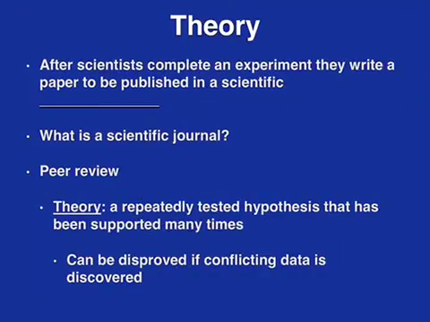So after scientists complete an experiment, odds are they're going to write a paper to be published in a scientific journal. And so a scientific journal is some sort of magazine, whether it is online or an actually printed copy. And this magazine is for scientists interested in this particular field of science. So it is definitely catered to a certain reader.